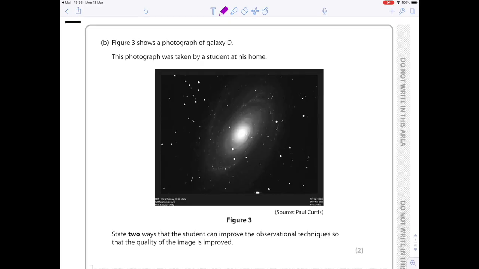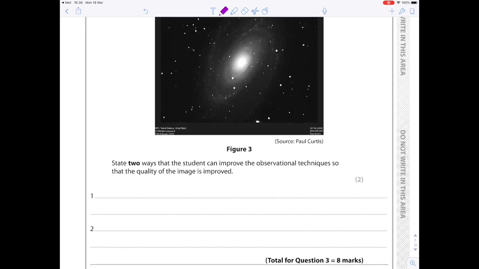B. Figure 3 shows a photograph of galaxy D. The photograph is taken by a student at his home. State 2 ways that the student can improve the observation techniques so that the quality of the image is improved. Some of this will be common sense, so for me that would be move your telescope to better viewing conditions. And that's actually why a lot of these satellites are found in deserts. There tends to be very little light pollution, very clear skies.